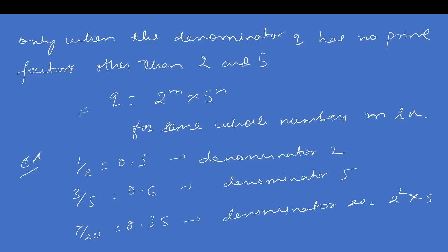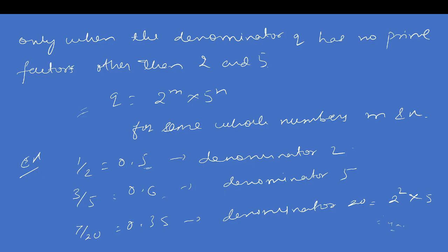Now, example: 1 by 2 is equal to 0.5. Denominator is 2. 3 by 5 is terminating. Denominator is 5. 7 by 20 is 0.35, which will be terminating. Denominator is 20. 20 you can write as 2 to the power 2 into 5. It will be 4 into 5.